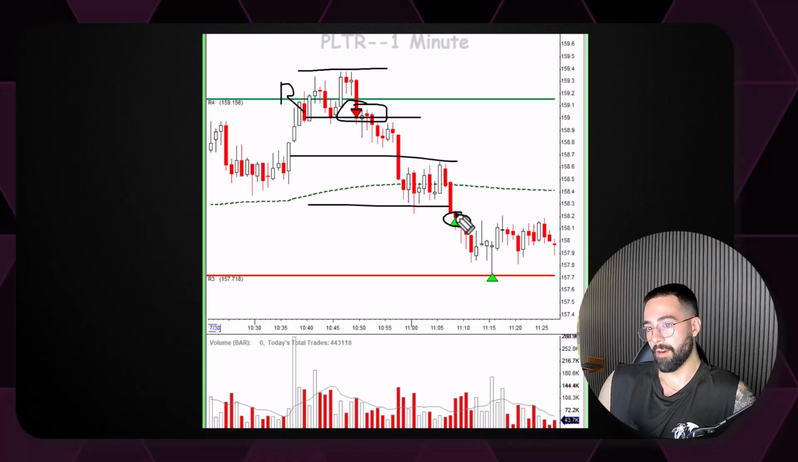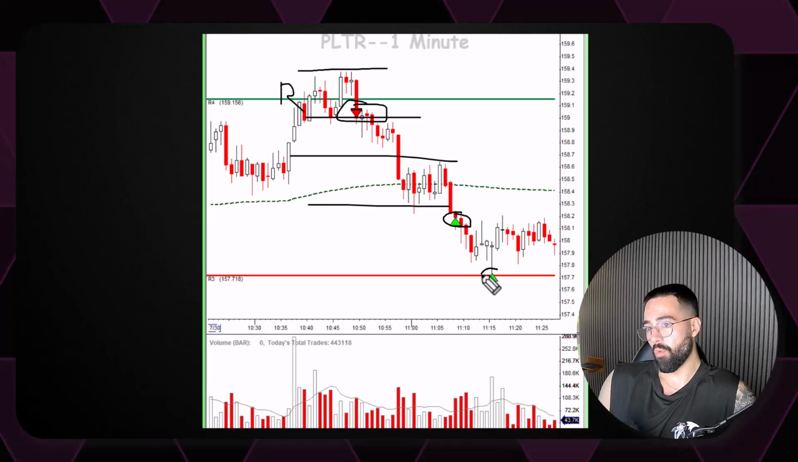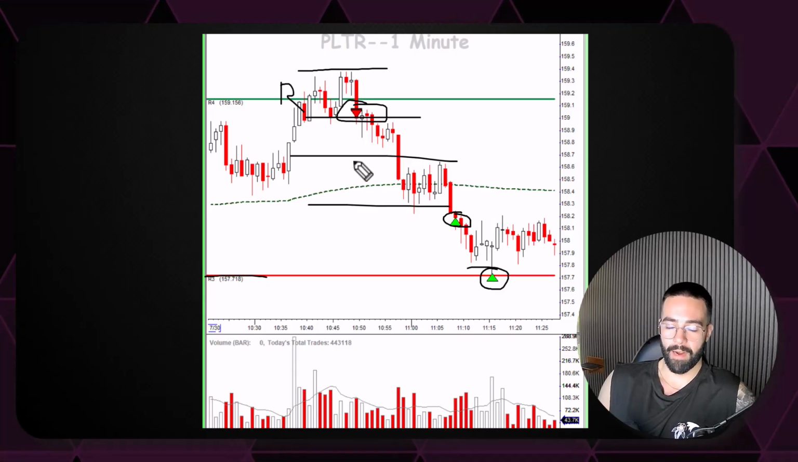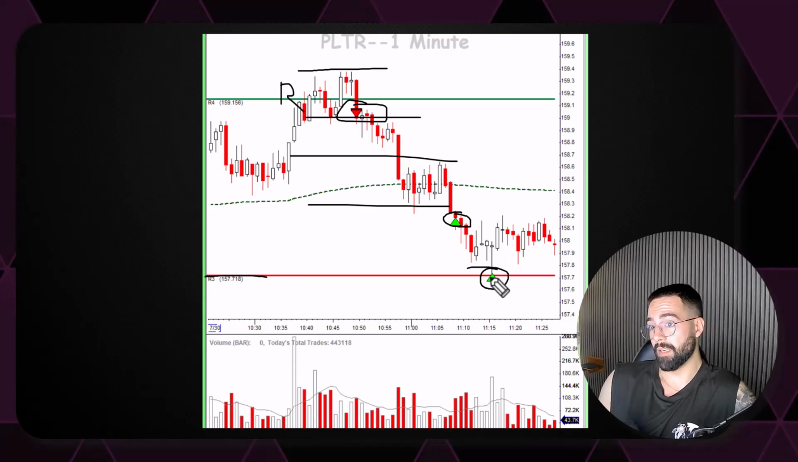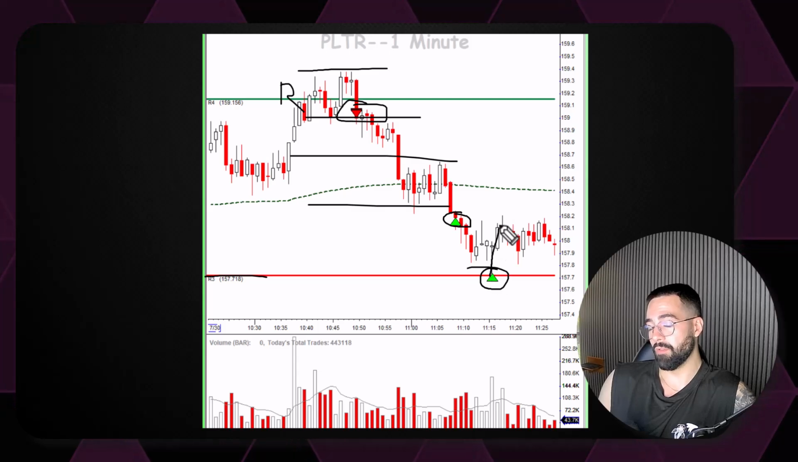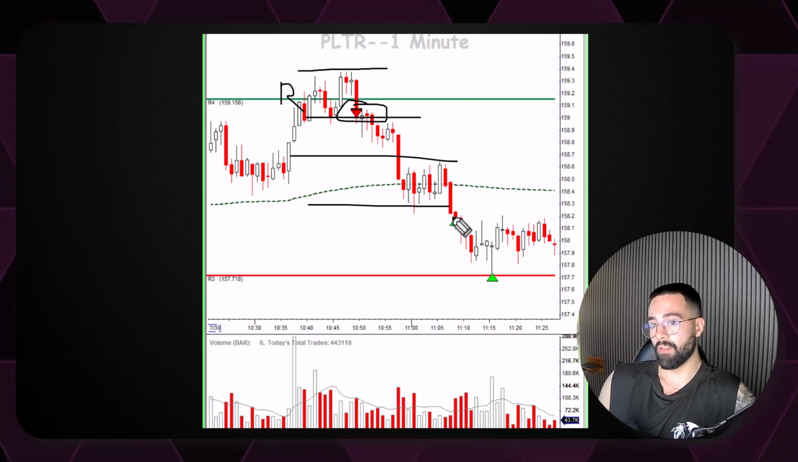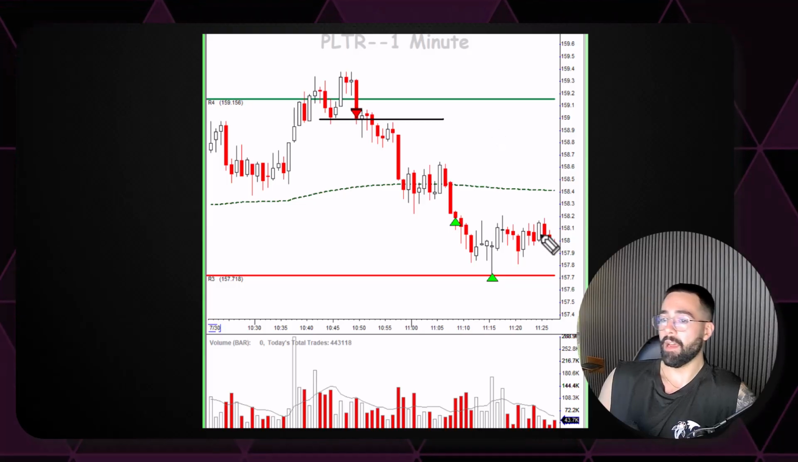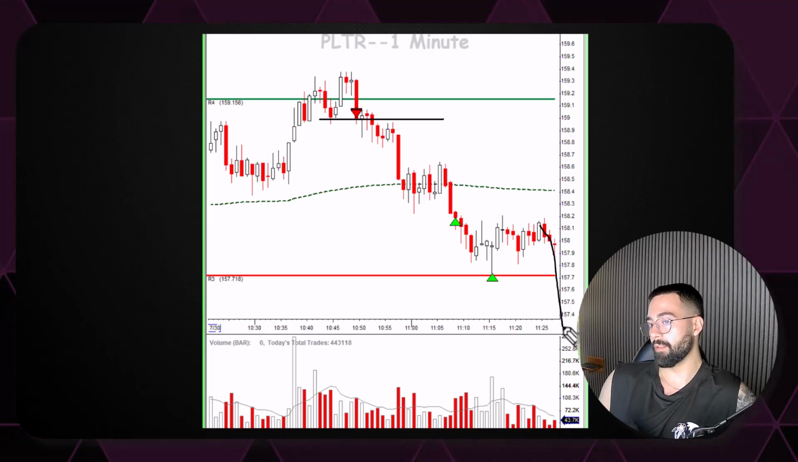I partialed right here. And then the next partial I took was right here, exactly at R3, which is a zone where I know there's some interest. Like we can see, the price bounced pretty perfectly to the penny here. At that point, the moment I partialed, my stop loss was placed at break even to protect myself, and I waited to see if there was more downside on that trade.